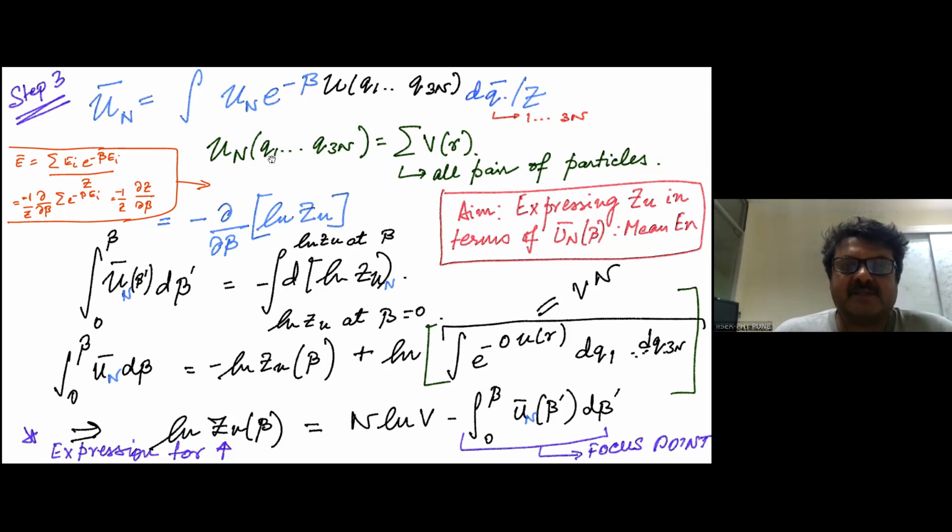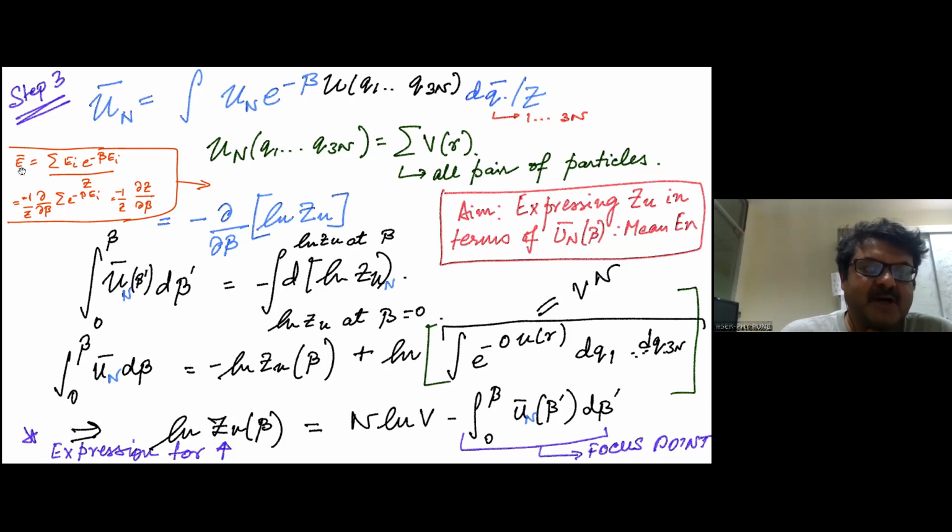I'm just reminding you that this is the sum over all pairs of particles which are interacting, even if the interaction is 0. So this is over all pairs of particles, the potential energy. And the general expression of u bar can be written as minus del beta of log Zu. Why is that? Why can that be written?